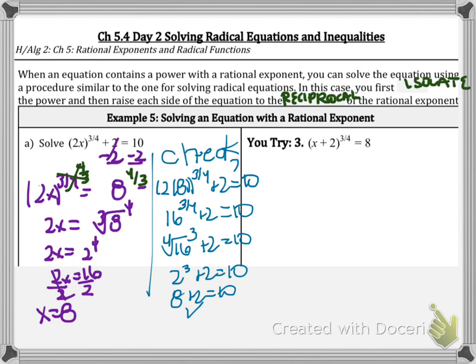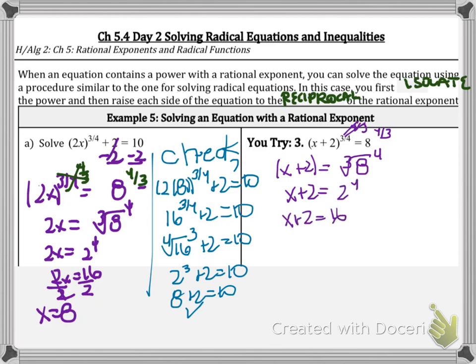Okay, so in this case, we raise it to the 4/3. That cancels it out. So now we have x plus 2 equals the cube root of 8 raised to the 4th power. It's very similar to the other one. x plus 2 equals the cube root of 8, 2 to the 4th. So x plus 2 equals 16, minus 2. So x equals 14.